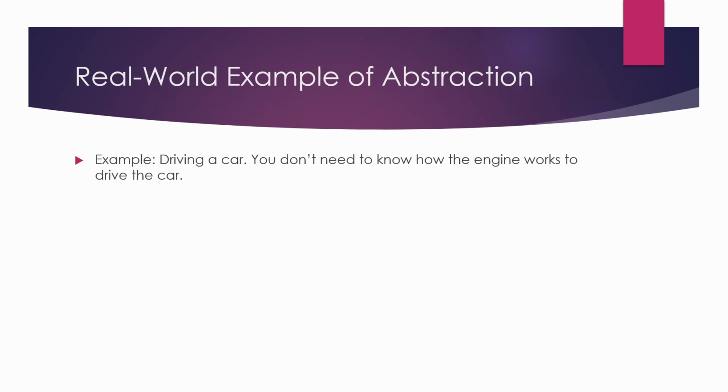A real-world example of abstraction is driving a car. When you drive, you don't need to know how the engine or transmission works. You just interact with the steering wheel, pedals, and controls. This is abstraction in action. You are interacting with a simple interface while the complex details are hidden.